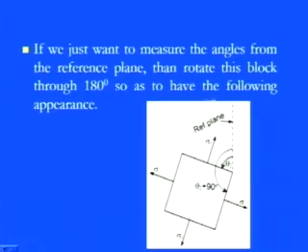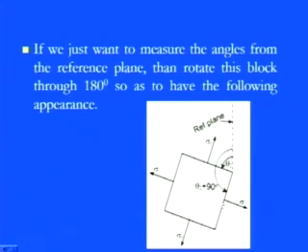So what we need to do here is rotate the block by 180 degrees to have the following appearance. This is my reference plane, this is my theta, whatever the theta angle is at which sigma 2 is acting, and this is the plane 90 degrees away, theta 2 plus 90. So this is my sigma 1.